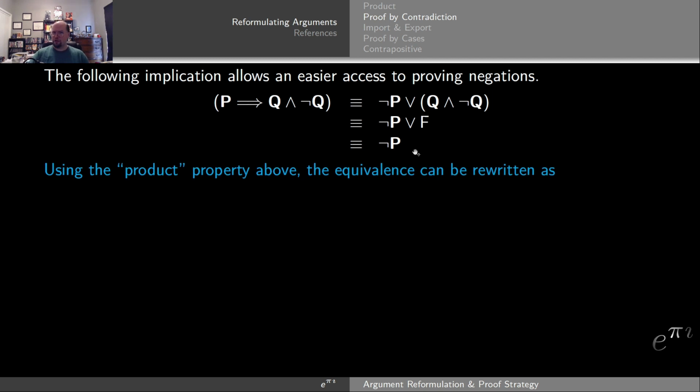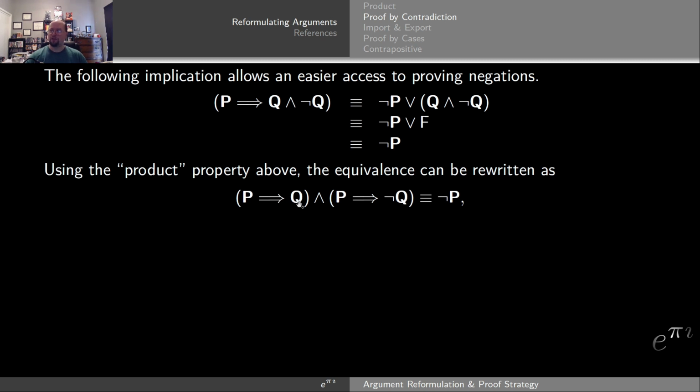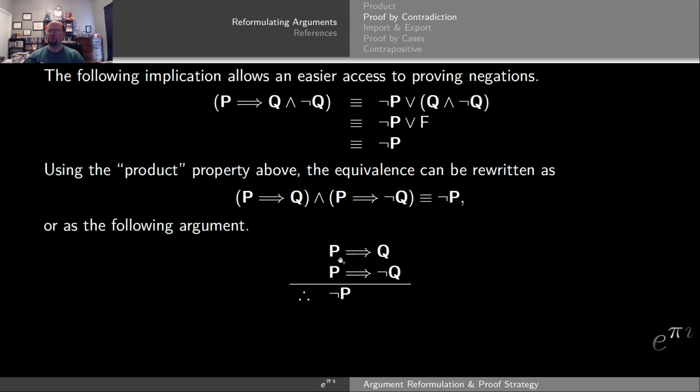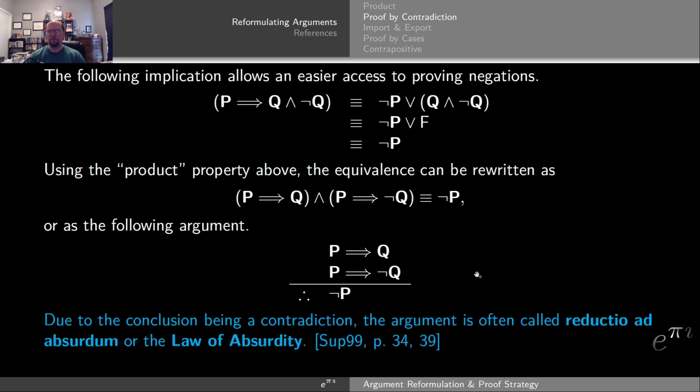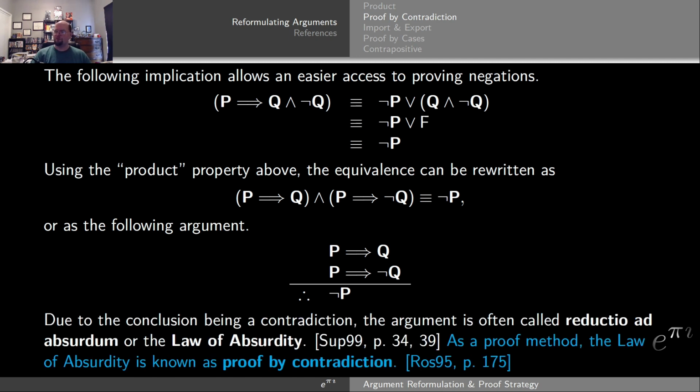So, using the product property that we demonstrated above, this equivalence can be rewritten as P implies Q conjunction P implies negation Q is equivalent to negation P. Or, as an argument, you could state it this way. The first premise is P implies Q, the second premise is P implies negation Q, and the conclusion is negation P, that is, negation of the common hypothesis. Due to the conclusion being a contradiction, the argument is often called reductio ad absurdum, or the law of absurdity. As a proof method, the law of absurdity is often called proof by contradiction.